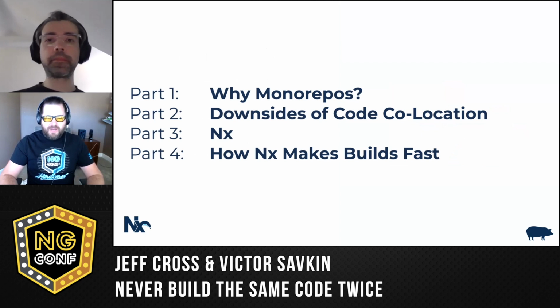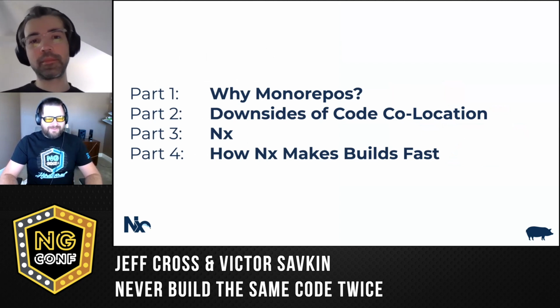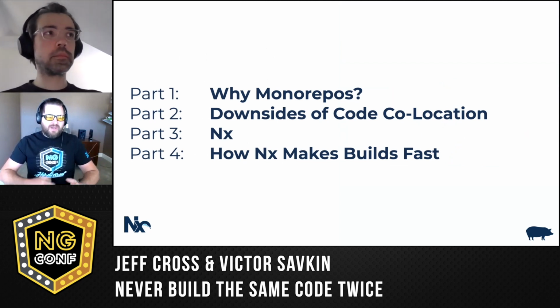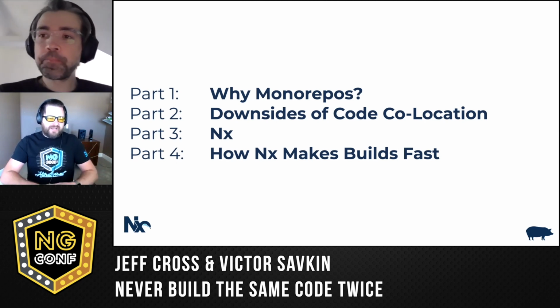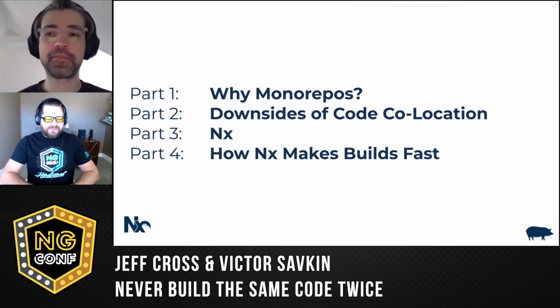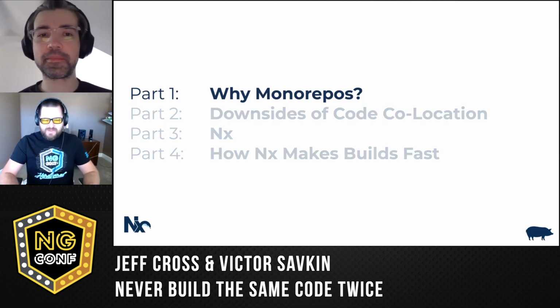We're going to talk about monorepos in general, like what is a monorepo, and to us, what does it mean? And then what are the typical downsides of code co-location, which isn't the same as what we talk about when we talk about monorepos. And then we'll talk about what NX is and how it addresses those challenges. And finally, how NX makes builds fast. What's the magic? So let's start with monorepos.